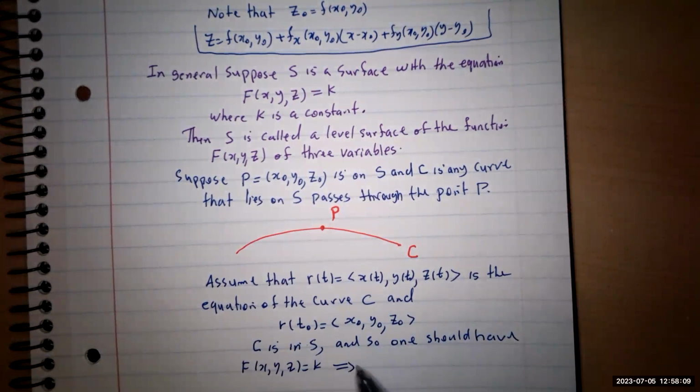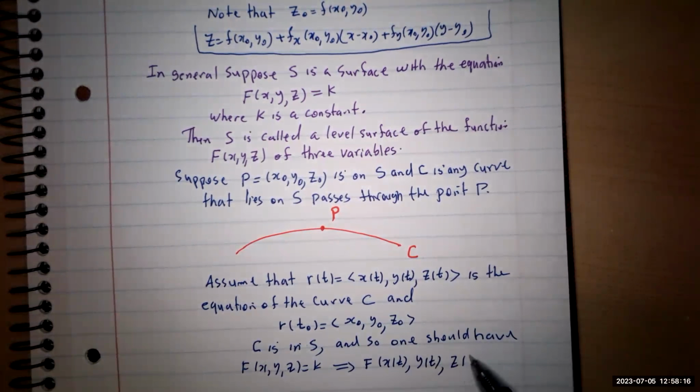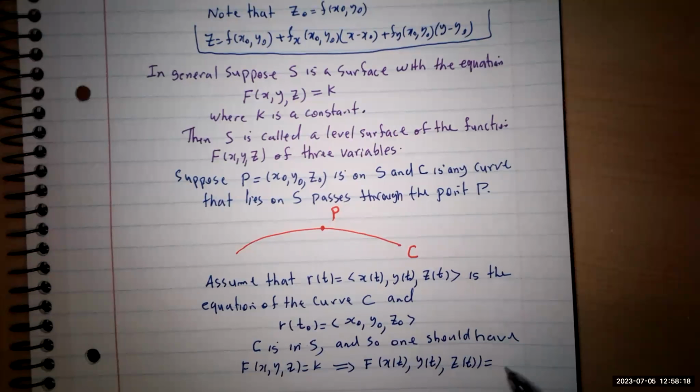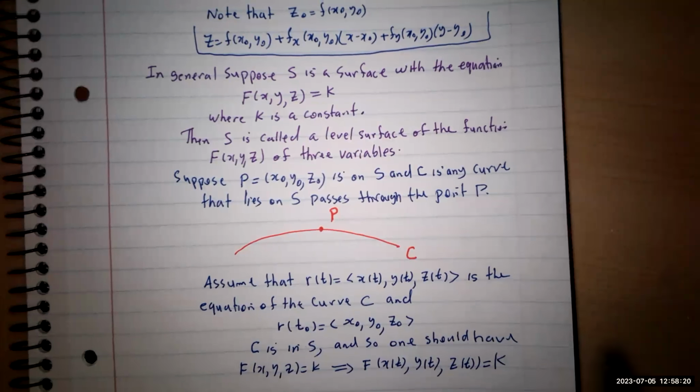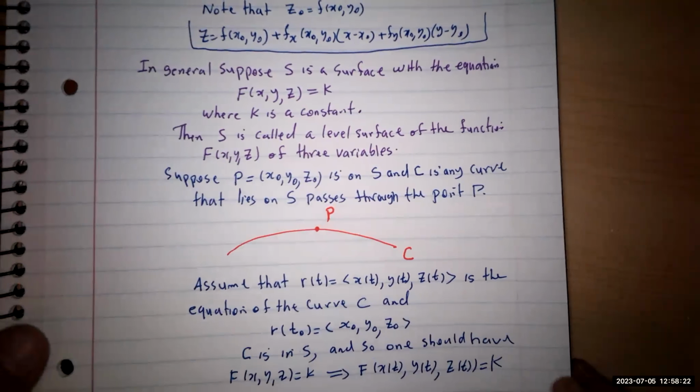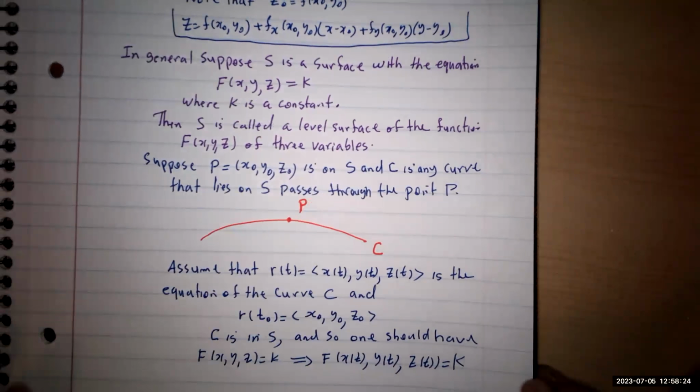So that would imply that f of x of t, y of t, z of t must be equal to what? Must be equal to k, because C is going to be in S. So that equation must be satisfied. Okay, now this is what we got over here. Now differentiate both sides with respect to t.